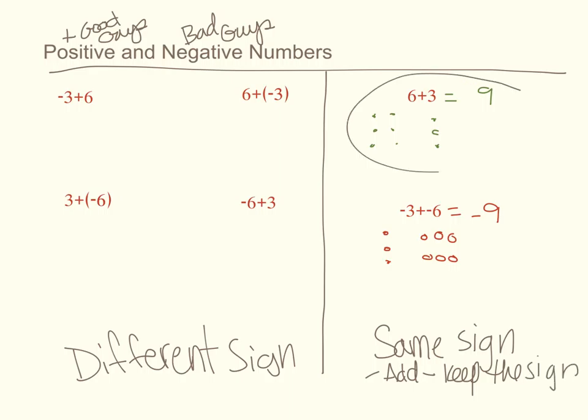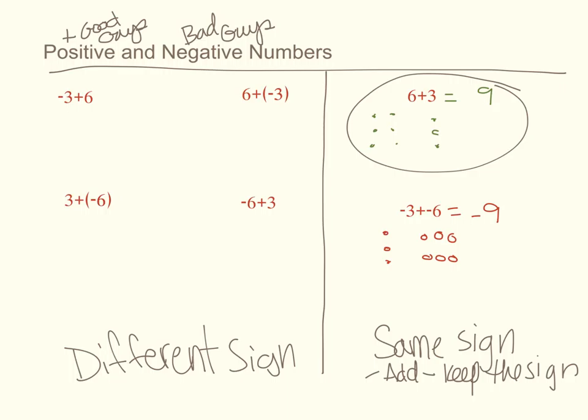So like on this one, 6 plus 3, we added 6 plus 3 and got 9. Both of them are positive, so we kept a positive sign. And remember, you don't have to have a positive sign up in front of it. And on this one, you have a -3 and a -6. Adding those numbers together, you get 9, so you have -9 there. Different signs are a little bit different. This is where the good guys and the bad guys come together.